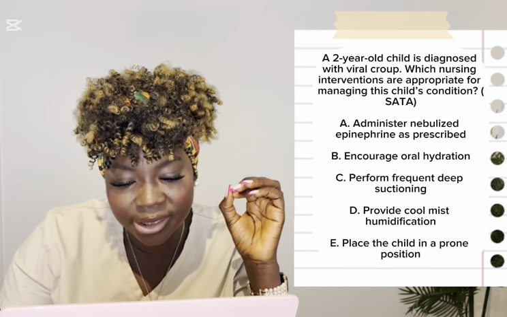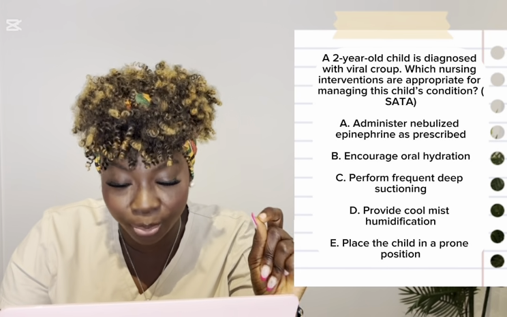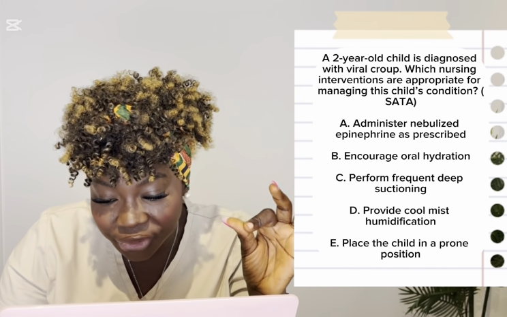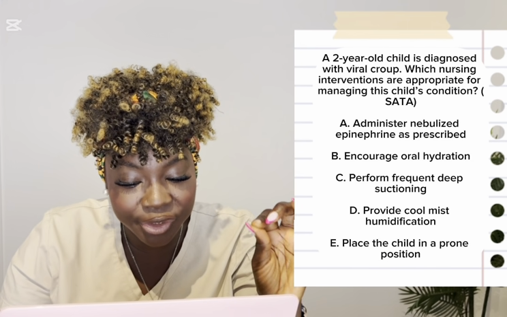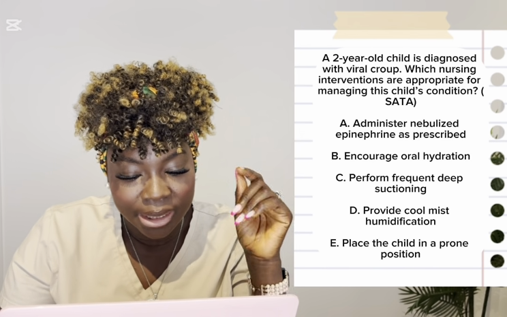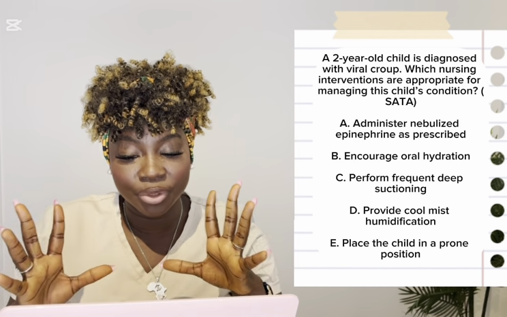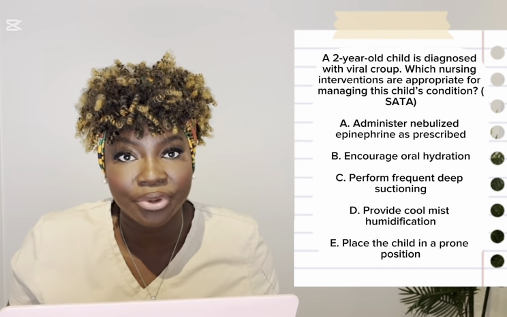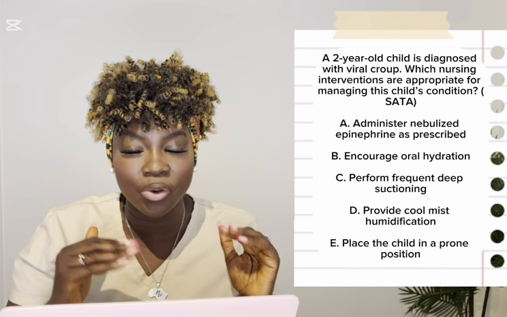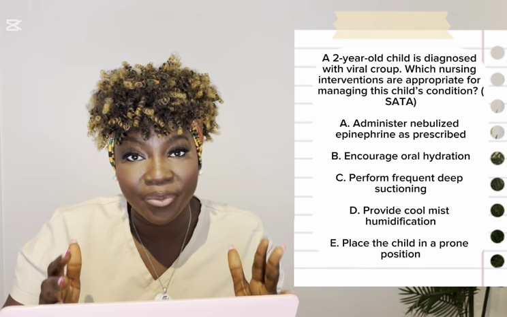Now let's move on. A 2-year-old child is diagnosed with viral croup. Which nursing interventions are appropriate for managing this child's condition? Now, select all that apply. Before we go into the select all that apply, let me explain what is viral croup for you, so that it is easy for you when we're going through the select all that apply to pick the right choices.